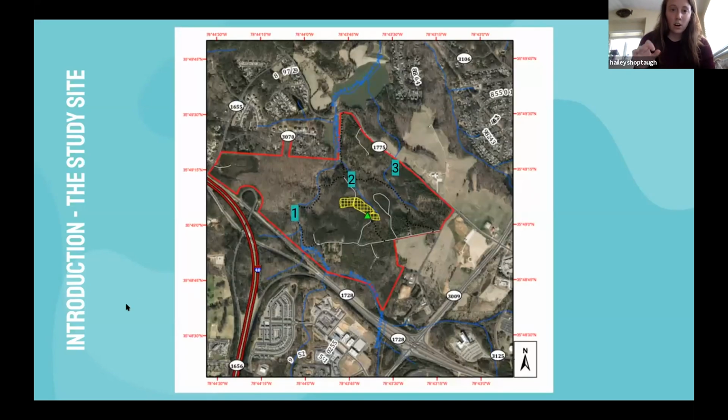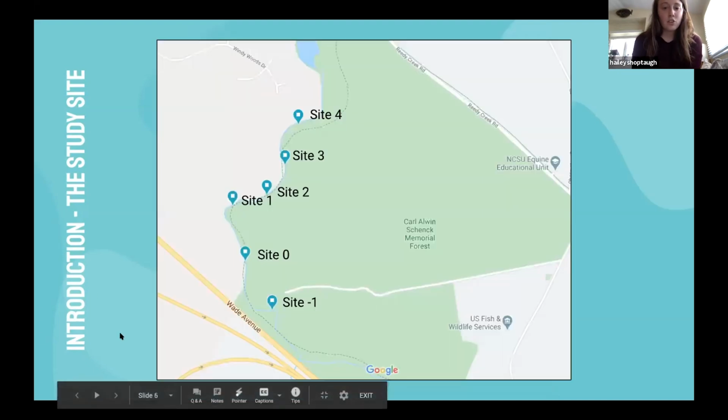Zooming in on the Carl Alwin Schenck Memorial Forest, it's right beside I-440 and Wade Avenue, which was really important to my study. There was a clear cut scheduled in January, shown with that yellow cross section. My initial plan was to sample within streams 1, 2, and 3 labeled on the map before and after the clear cut to see how it affected the macroinvertebrate communities. Unfortunately, that didn't work out as streams 2 and 3 were dried up, and so instead I focused on stream 1.